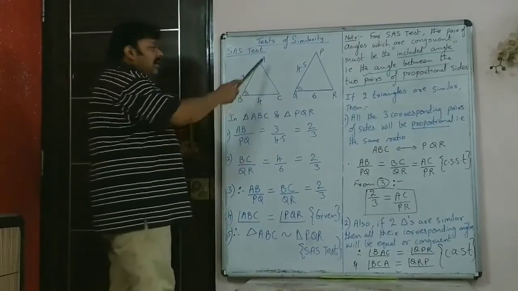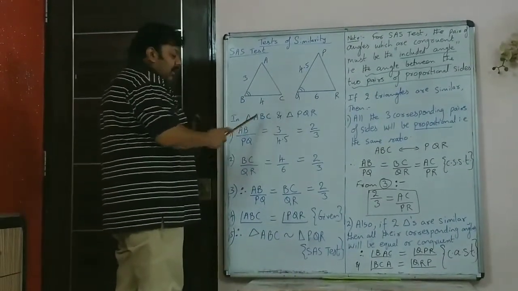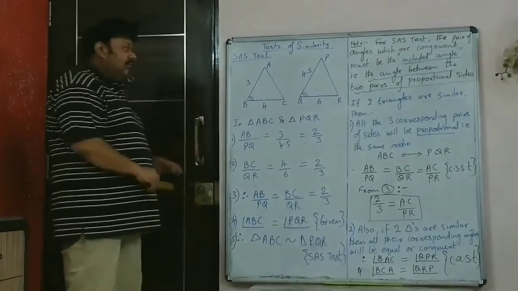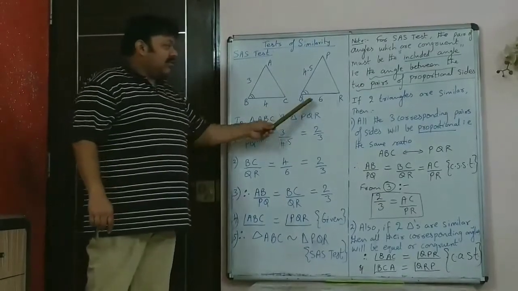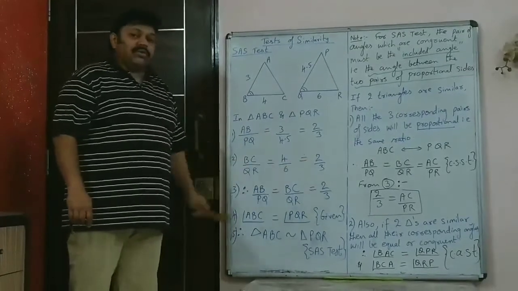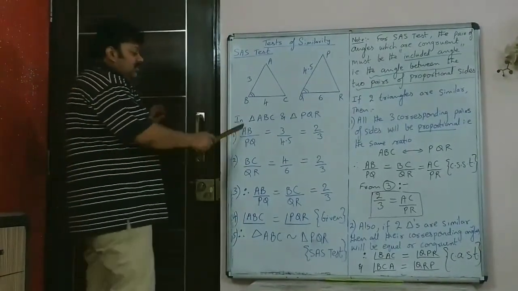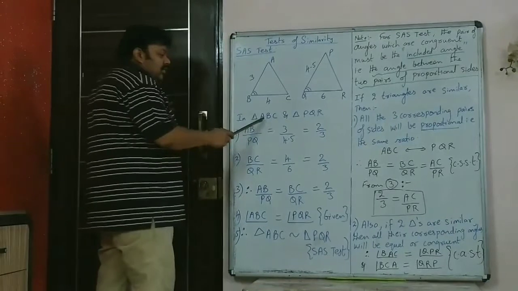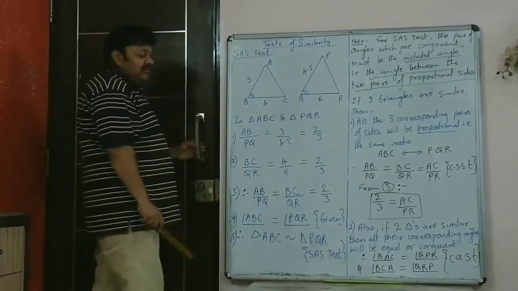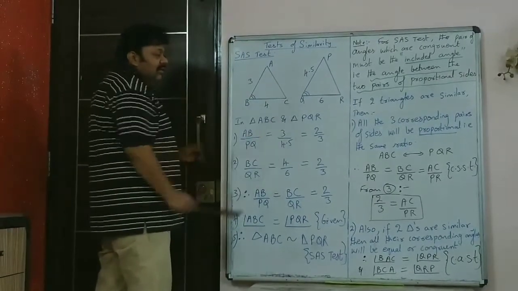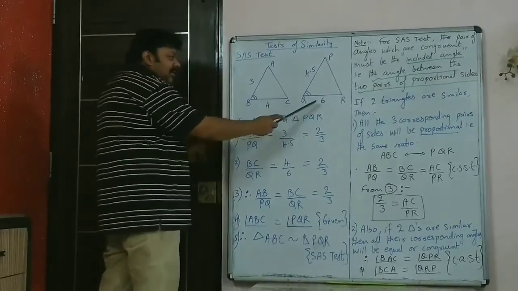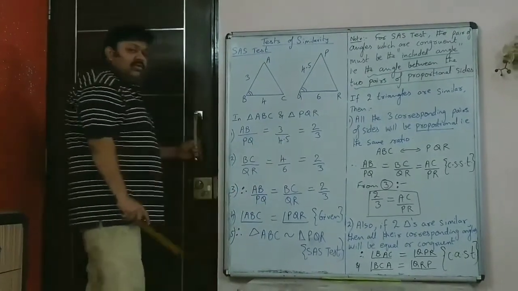So here let's see AB upon PQ. AB upon PQ is 3 upon 4.5, which is 2 by 3. Similarly, BC upon QR is 4 upon 6, which also comes out to 2 by 3. So from this you get that in the two triangles, two pairs of sides are in the same ratio. AB upon PQ is 2 by 3 and BC upon QR is also 2 by 3.